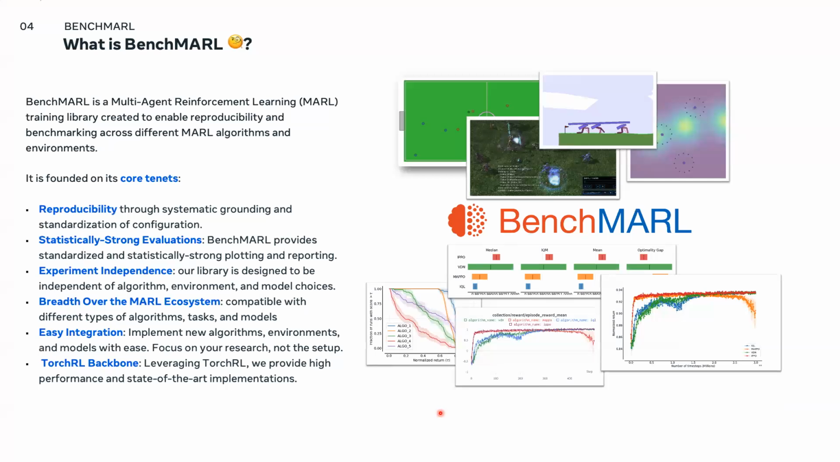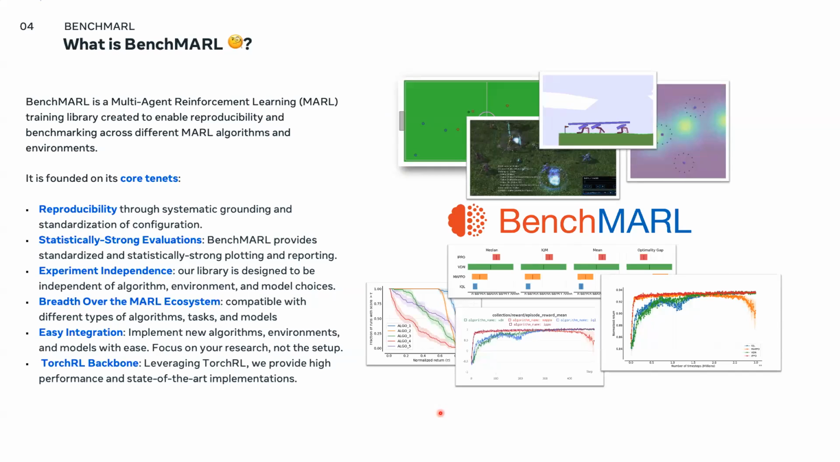And basically, the goal of BenchMARL is that it is a multi-agent reinforcement learning training library that is focused on reproducibility and standardization. And this is built on top of TorchRL, so it doesn't redefine any of the reinforcement learning components. It just links together modules of TorchRL in a way that it goes from one-line inputs to outputs that are plots and already statistically strong evaluations that you can directly use in your papers.